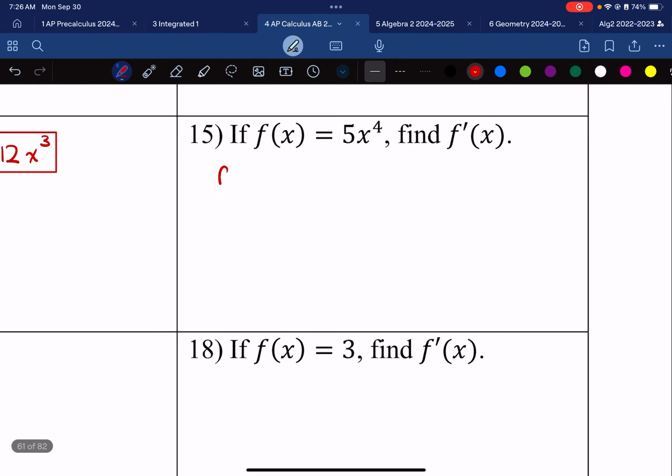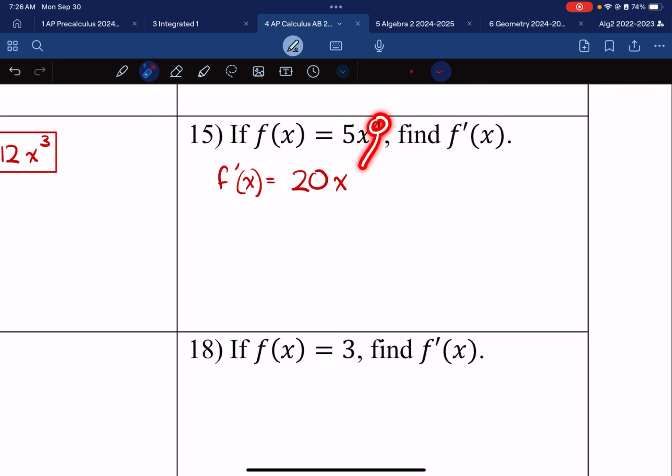In number 15, to find f prime of x, that's going to be equal to, okay, 4 gets multiplied down in front. 4 times 5 is 20. x to the power of, this goes down from 4 down to a 3. And final answer, so box it.